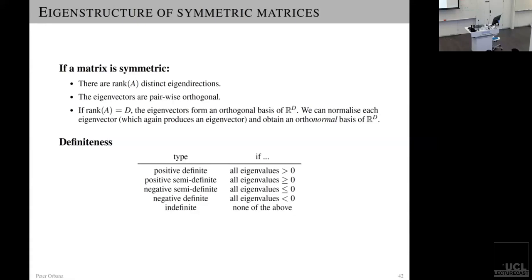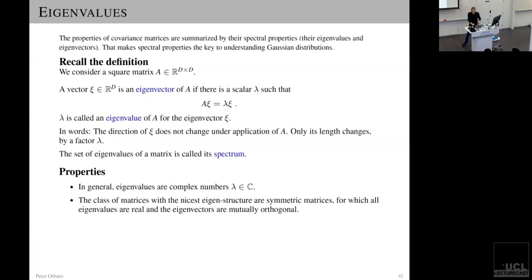So maybe I didn't write that out. Let me just check whether I wrote that out here or not. Okay. So thank you. I should add that here on the slide. So that scalar should be non-zero. It can be positive, it can be negative, it can be complex, it should just not be 0.